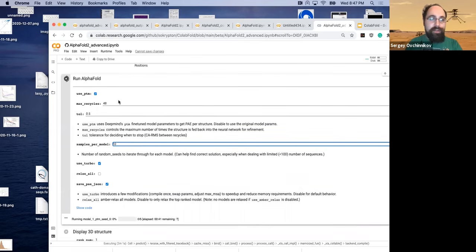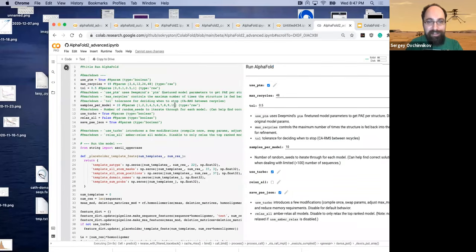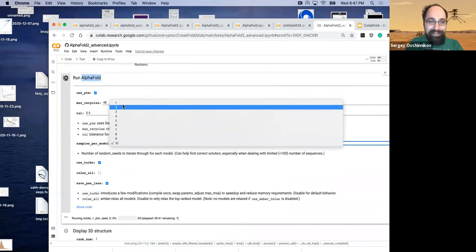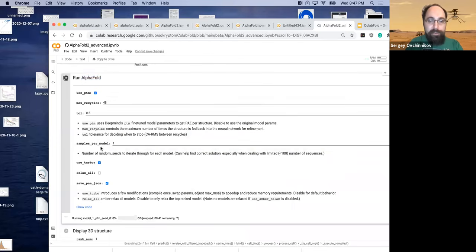I mean, if you want to do more than 10, I just got lazy and didn't want to type in all the numbers, but you can go in the source code and change this to 10 or 100 or something. So this will iterate through many different seeds, and it will save all the models, rank them, and give you the top 5. But it will let you download all the models.